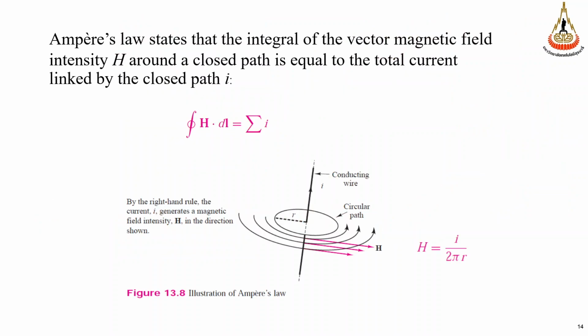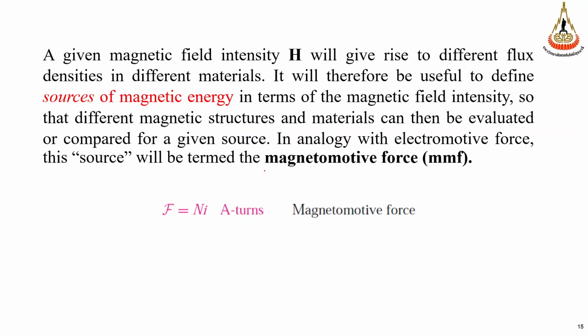And for Ampere's law, we integrate H dl equals sigma I. And the ampere turn is the number of turns multiplied by the current. This is the source of the energy. Turns and amperes, we call this the magnetomotive force.